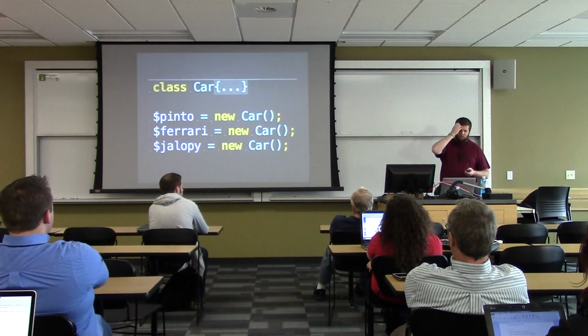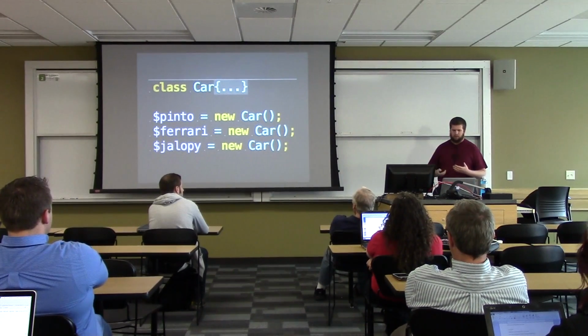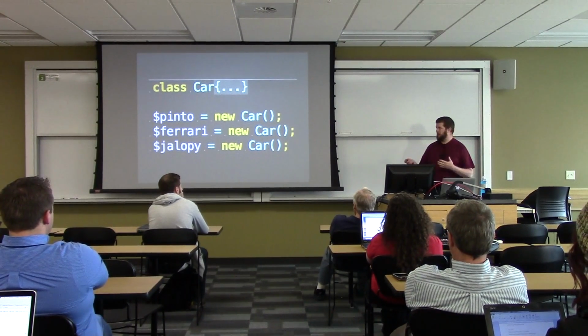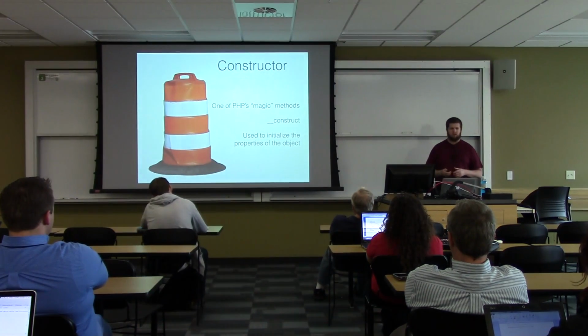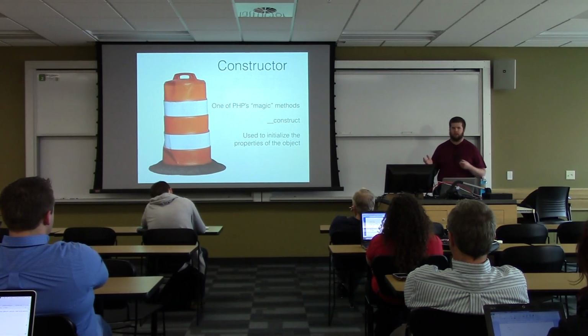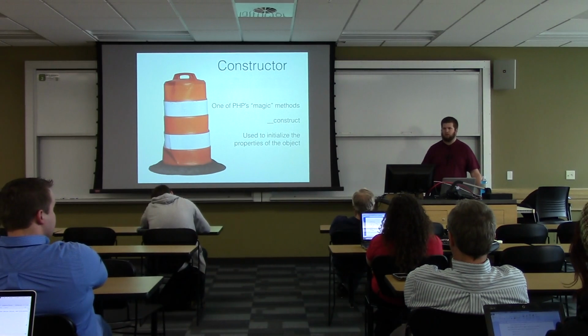So whenever we define our class, our blueprint, we can also define differences in there. Right now we have no differences, right? We didn't define anything that says that there's any difference right now between a Pinto and a Ferrari and a Jalopy, but we can, and the solution for this is called a constructor. So a constructor is one of PHP's magic methods. Magic methods in PHP are the ones that start with double underscore, and if you haven't done OOP, you probably haven't run into any of them, but there's 13 or 16 of them, and they do special things, and they're reserved words in PHP. So you can't, or you're not supposed to, make your own methods that start with double underscore, because PHP may come along at any point and make their own methods, in which case yours are going to be broken.